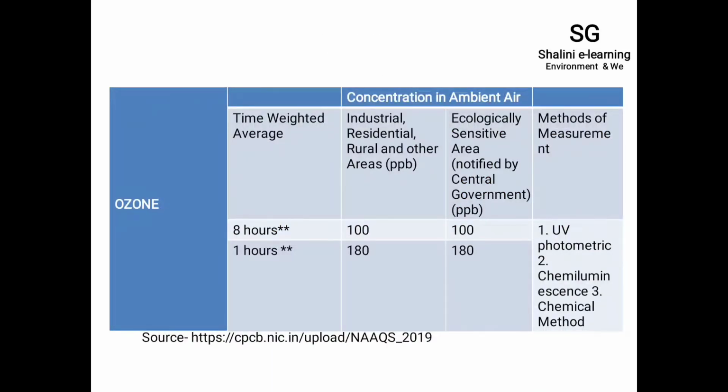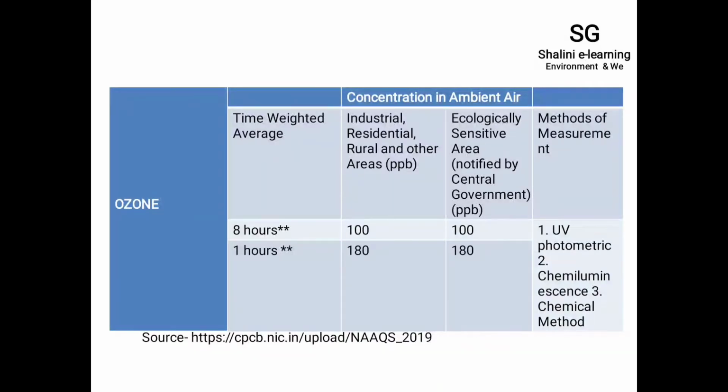Now, the standard concentration in the ambient air is given by the National Ambient Air Quality Standards. These standards are for ground level ozone. According to the time weighted average of 8 hours and 1 hour, different limits are given for industrial and ecologically sensitive areas. For industrial, residential and rural areas, for 8 hours the limit is 100 micrograms per cubic meter, and the same for the ecologically sensitive area. And for 1 hour the limit is 180. Ecologically sensitive areas are the protected areas, where it could be natural vegetation, a sanctuary, or any ecologically fragile area, forest.